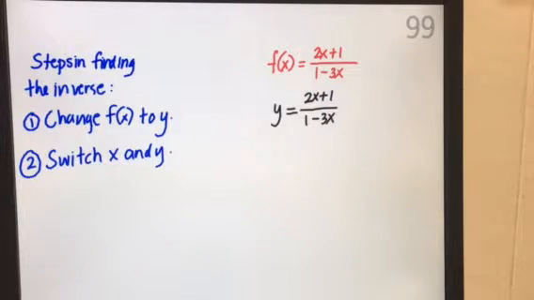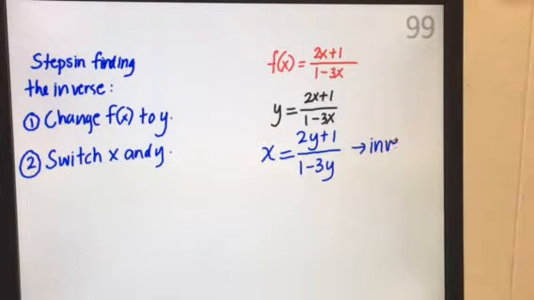Once we switch x and y, know that this is now the inverse function. So switching x and y gives us x equals 2y plus 1 over 1 minus 3y. This is already the inverse since we've switched x and y. Now all we need to do after this step is solve for y and rewrite the function in that way.